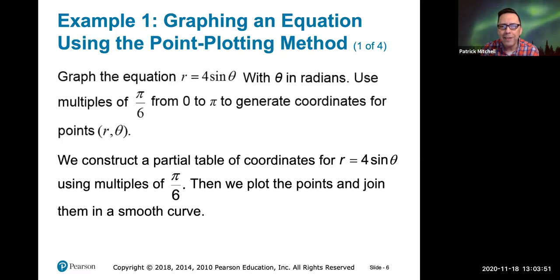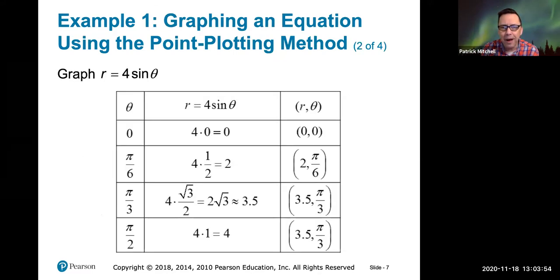The part of this that I'm not going to spend a lot of time on is actually crunching these numbers. So you might want to pause the video and make sure that if I give you these values of theta, 0, pi over 6, pi over 3, pi over 2, you know how to plug those values into the equation r equals 4 sine theta. For example, the sine of 0 is 0. That's how you got the 0 here. The sine of pi over 6 is 1/2. That's how they got the 2 here, and so on.